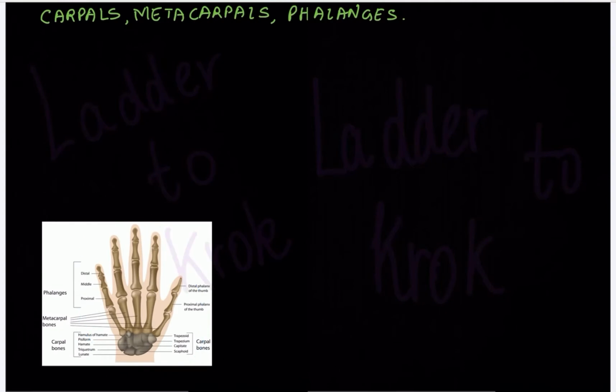They are carpals, metacarpals and phalanges. Now how many carpals? Let's know. We have 8 carpals. How many metacarpals? We have 5 metacarpals. How many phalanges? We have 14 phalanges. Okay, so now let's look at these in detail.